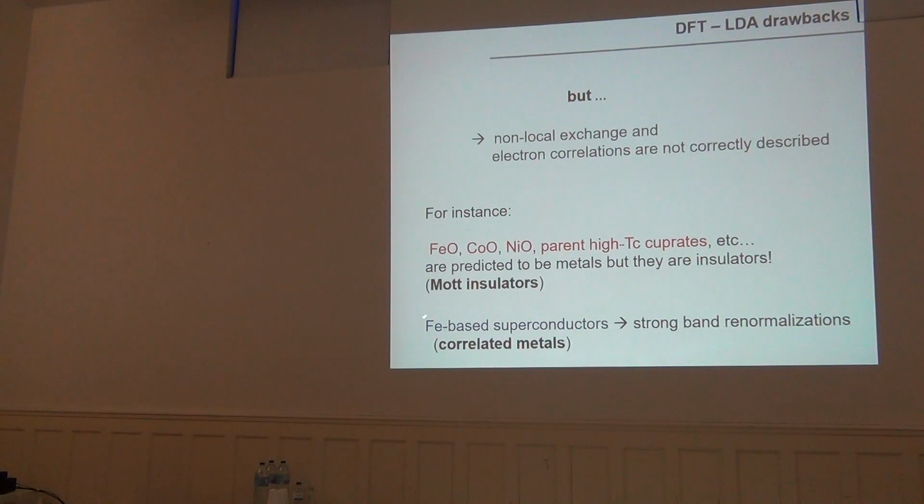If we compare these band structures that we obtain from DFT with, for instance, angle-resolved photoemission measurements, they don't fit. We have a lot of band renormalization that is not taken into account by DFT, and this is telling us that I'm not yet describing properly the correlations in this system. So how do we cure that?